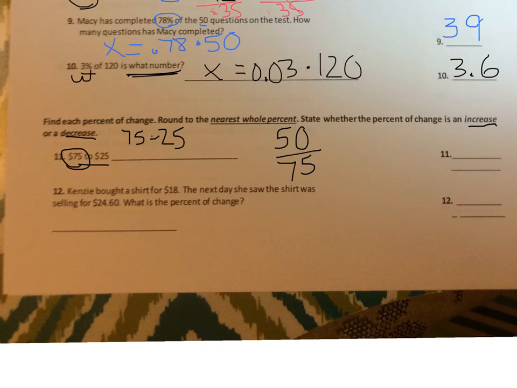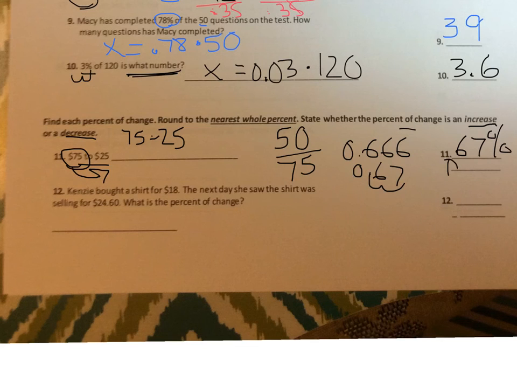That goes in my calculator. And I get a crazy decimal, 0.666 forever, which I'm going to round to 67. And we're going to make that a percent. I have 67%, nearest whole number, and 75 to 25 is a decrease.